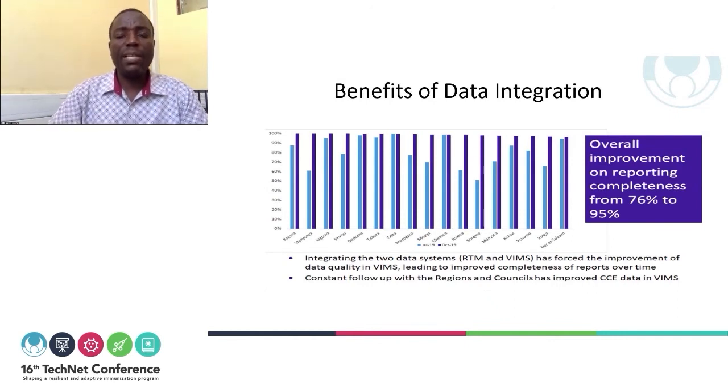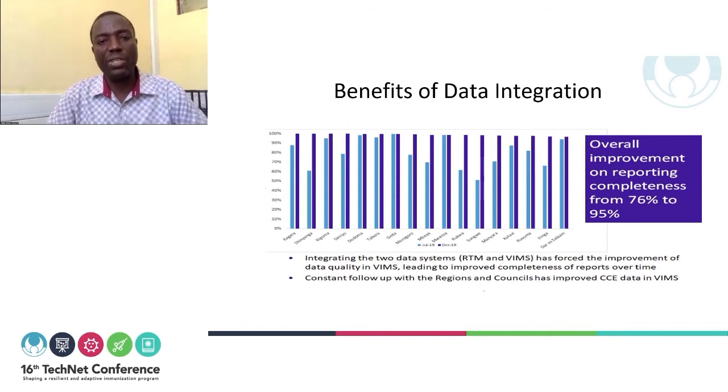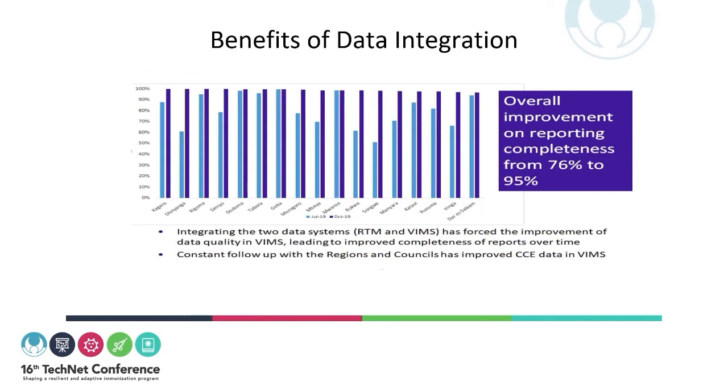Now, this is just the benefits of integrating the two systems, the call trace of RHM as well as the vaccine information management system. Just comparing the 2 months from July and December, we see the completeness has been improved from 76% to 95%. And this is because they are not working on different dashboards. It's just the same dashboard, with the vaccine information all integrated with the RHM.